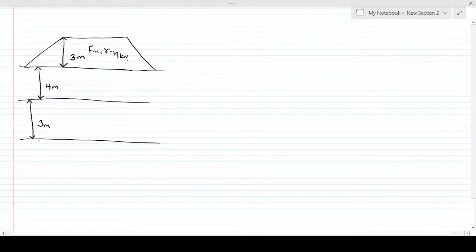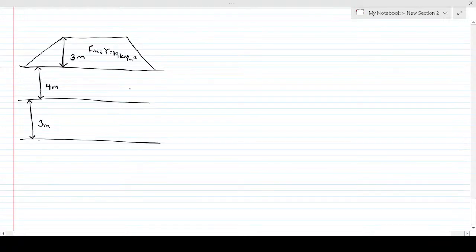So this is our fifth layer. We have a distance of 3 meters, a distance of 4 meters, and a distance of 3 meters over here. So we are being told this is a fill that has a unit weight of 19 kilonewton per meter cube.